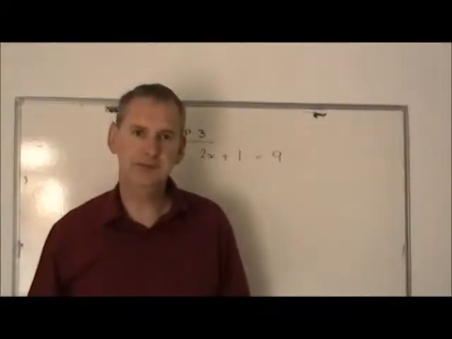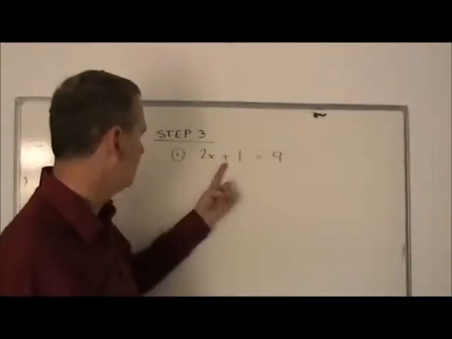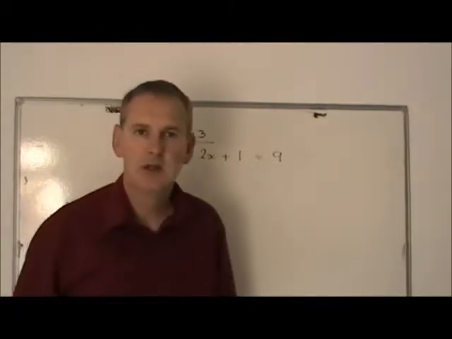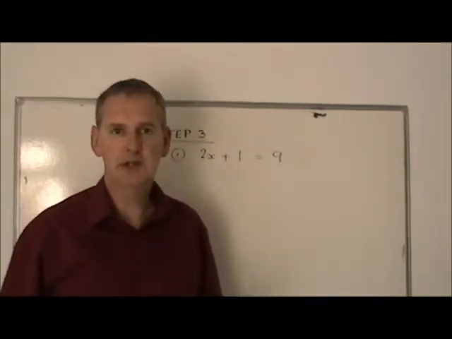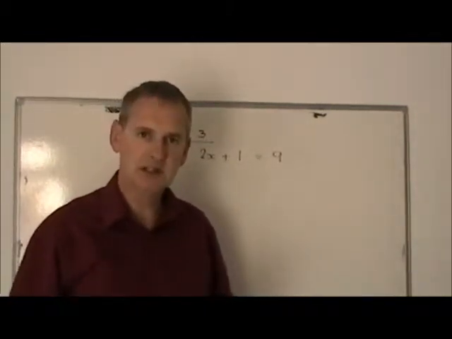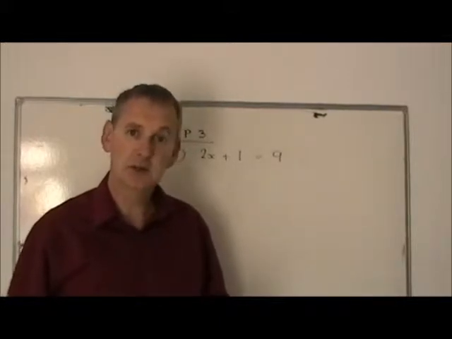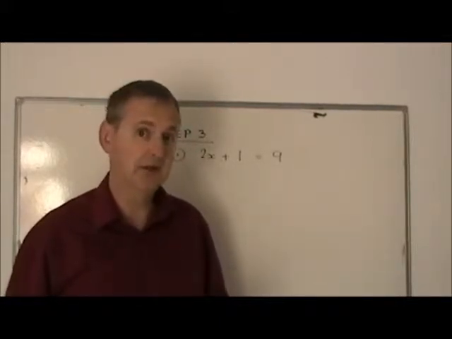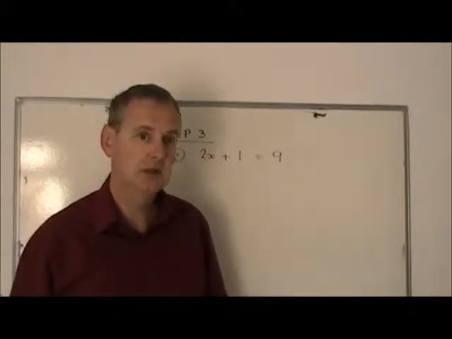Okay, here's step 3. I've got an equation: 2x plus 1 equals 9. Step 3 really is just a combination of step 1 and step 2 mixed in together. And so we just follow the processes that we've learned in step 1 and step 2.